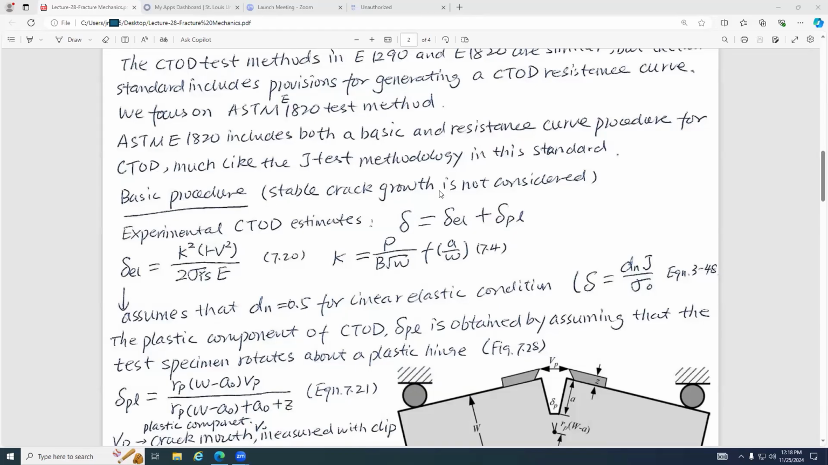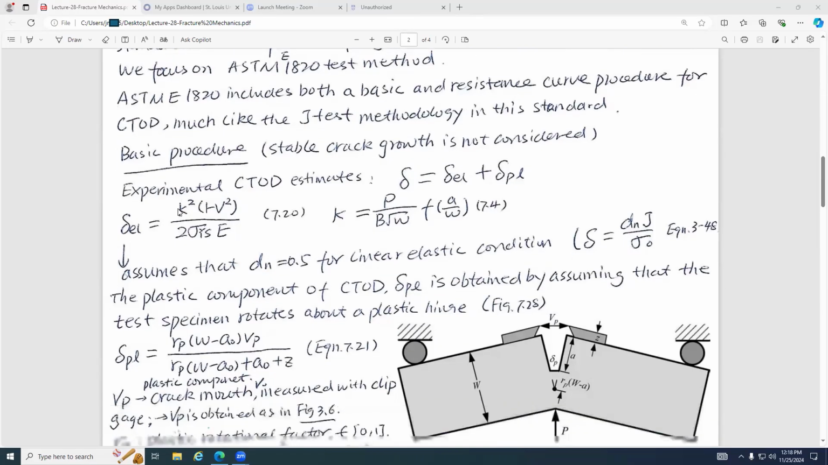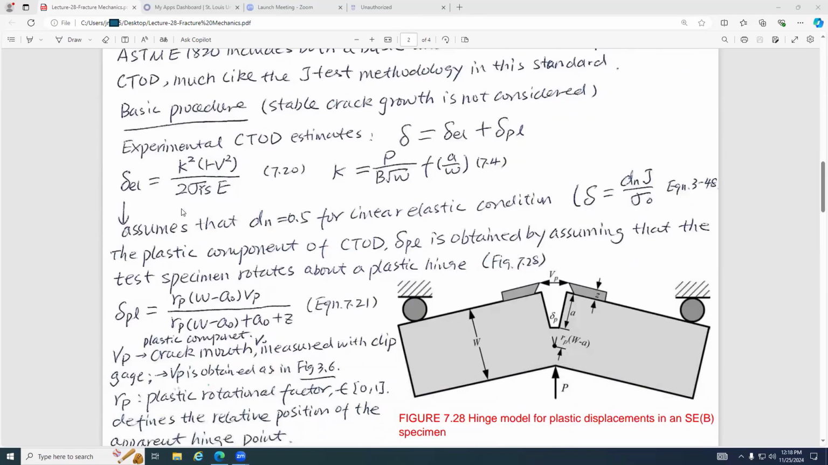In the basic procedure, stable crack growth is not considered here. So for the experimental CTOD estimates, we use this one. This delta is the total CTOD, and we decompose it into two parts. One is the elastic part, one is the plastic part. The elastic part can be obtained using this equation. Because we know the CTOD delta has a relationship with the stress intensity factor, and for this equation, K is the stress intensity factor, nu is Poisson's ratio, sigma ys is the yield strength, and E is Young's modulus.